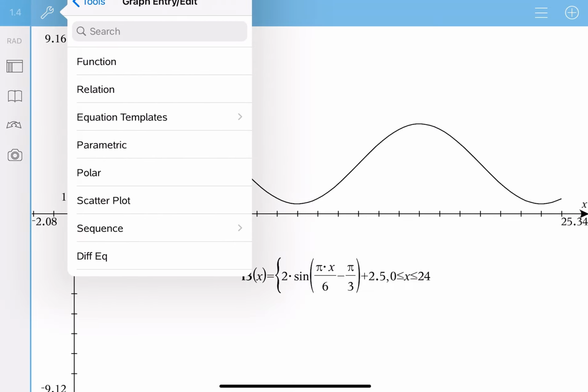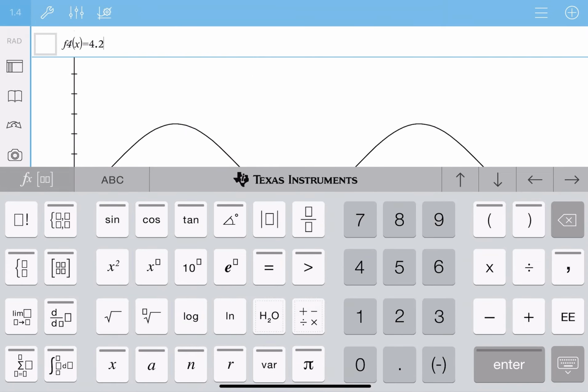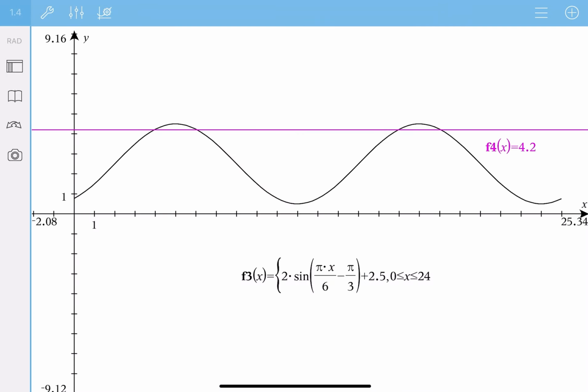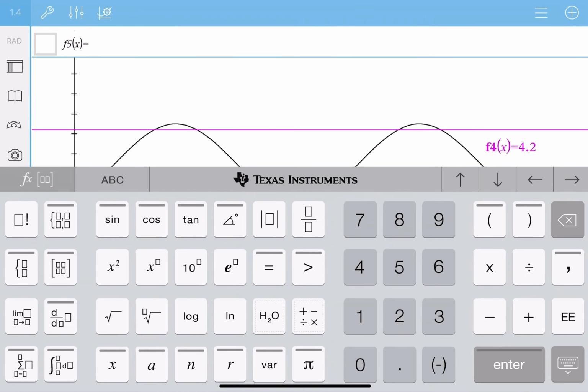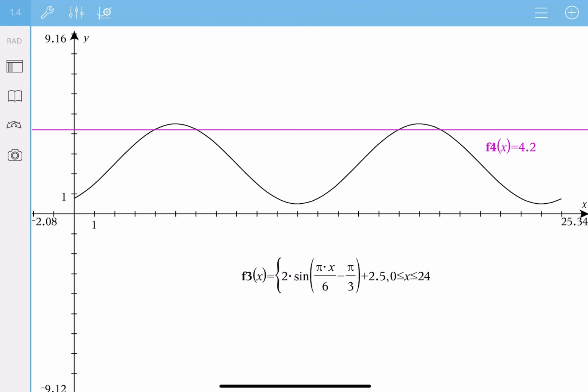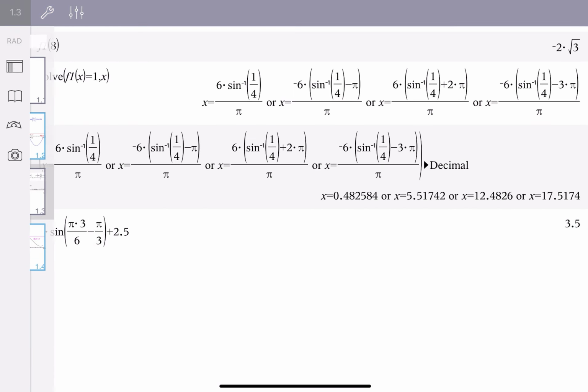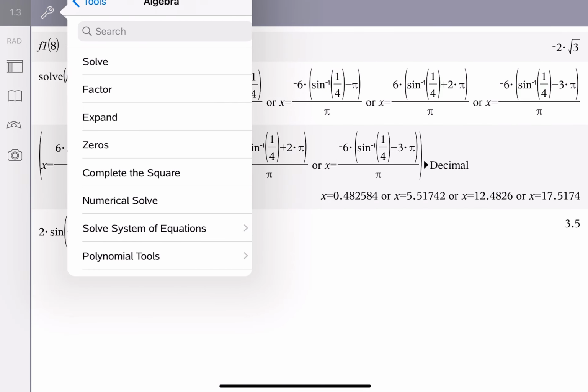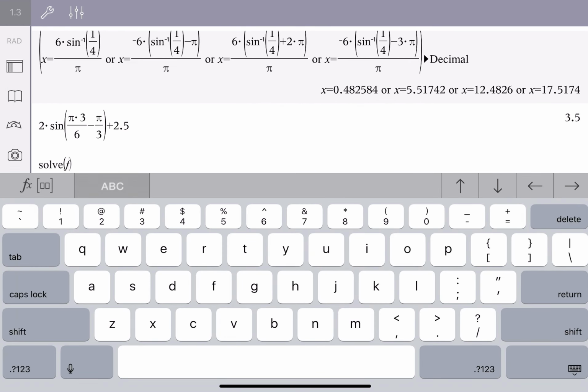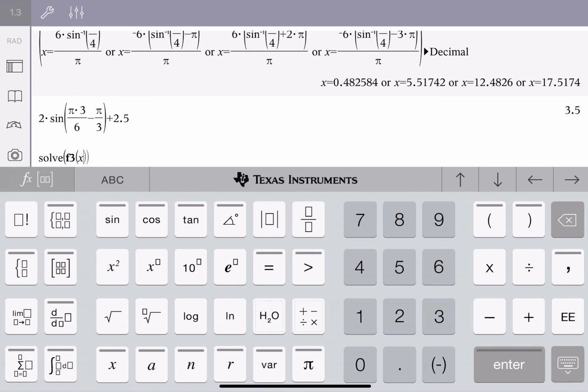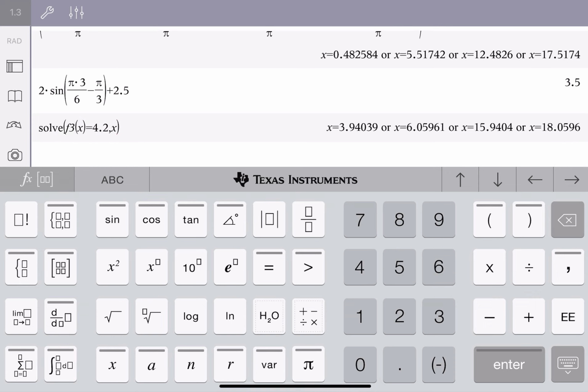So again, I can go to graph entry and edit. I can add 4.2, enter. We can do the same thing as before with the points on, but it probably won't be as accurate. So what I'm going to do is go ahead and solve it. I just want to quickly check what I defined it as so that I don't have to rewrite it. It's defined as f of 3. So if I go to my calculator page, I can now go to menu, algebra, solve, and it's f of 3, x equals 4.2, comma x. It's already got a domain, so we don't need to. And there you go, you've got all of the t values that are required.